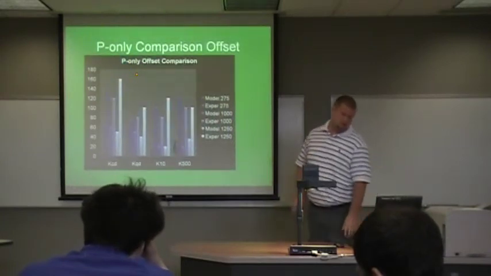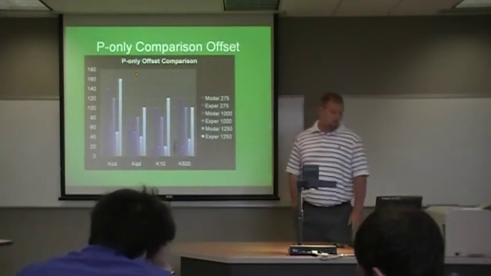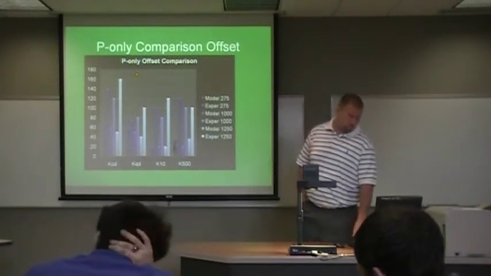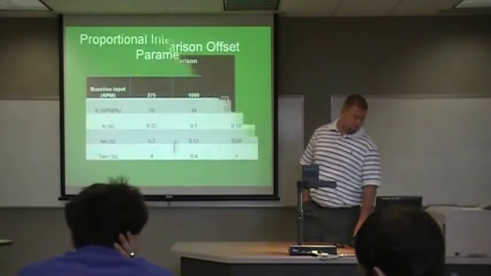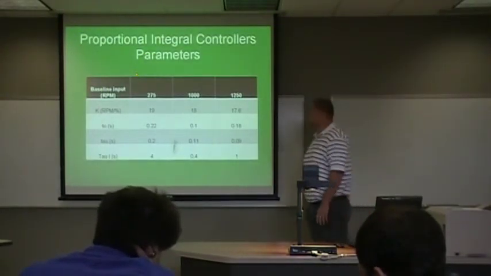And as for here, you can see that all the experimental values have much higher offsets than the model does for the P-only controller. Here are the parameters used for the proportional integral controllers.